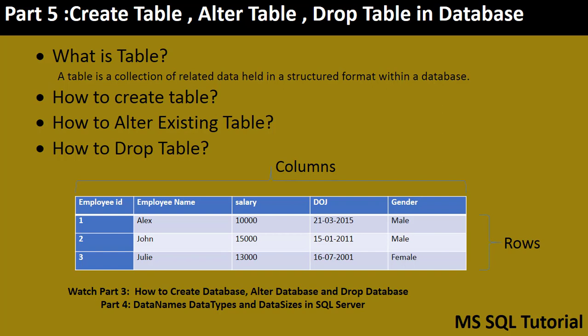First of all, we'll check out what a table is. A table is a collection of related data held in a structured format within a database. If you see on my screen, there is a table called employee details, which has employee ID, employee name, salary, date of joining, gender. It consists of columns and rows. Each column is a field in a record, and there is a column name associated with each column. Each row represents one record.